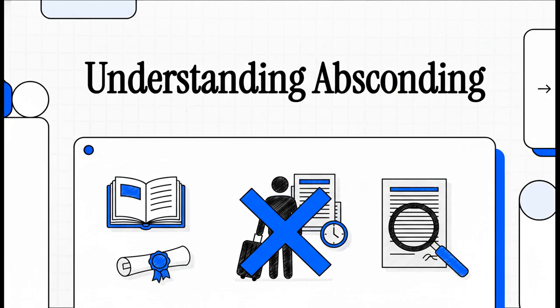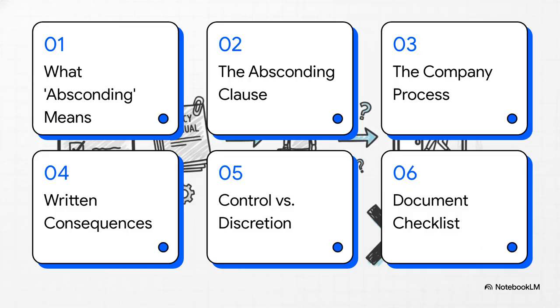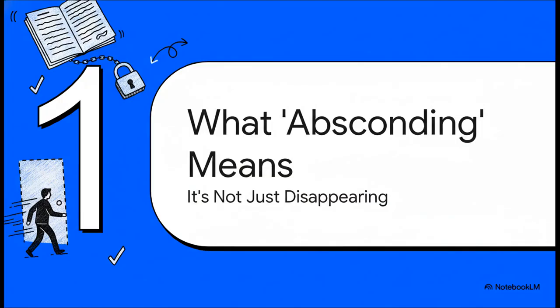Let's dive in. So here's our game plan. First, we'll nail down what absconding actually means according to the paperwork. Then, we'll tear apart a real absconding clause, word by word. We'll walk through the company's documented process, map out the written consequences, and figure out what you can control versus what's left to the company. And we'll finish up with a super practical checklist you can use yourself. All right, let's get right into it.